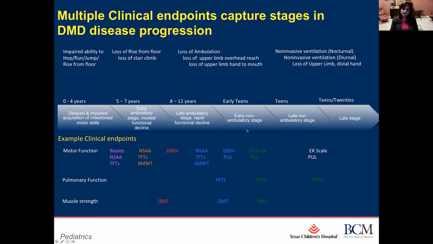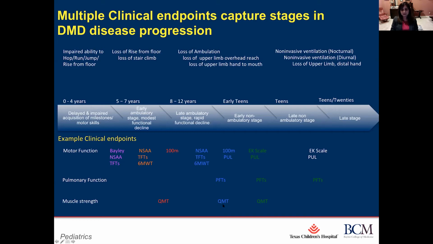In the early teens, at the early non-ambulatory stage, we cannot perform the time function test or North Star Ambulatory Assessment. So at that point, we can use more of an upper body strength assessment, which we call performance of upper limb, by utilizing the Brooke scale or revised upper limb module. At that time, patients start having a decline in their lung function, so we start using PFTs to monitor, and also quantitative muscle testing, or QMT, by utilizing a dynamometer.